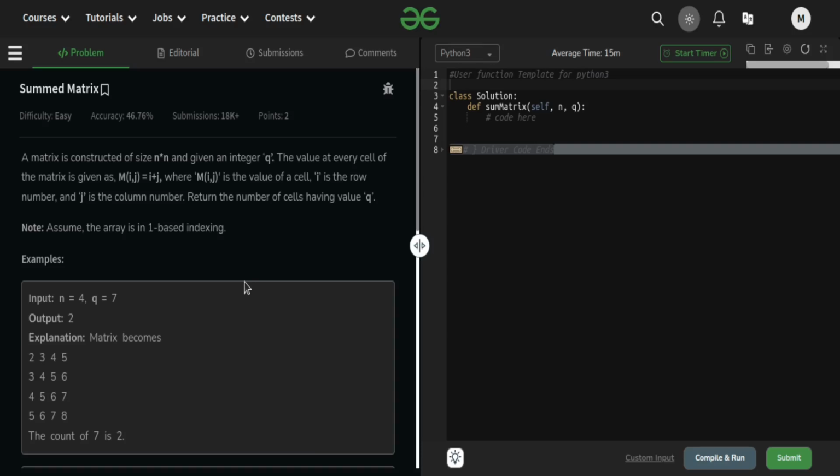Hello guys, in this video we are going to discuss the solution of the problem summed matrix. So let us look at the problem statement. The problem statement says that a matrix is constructed of size n by n and given an integer q.